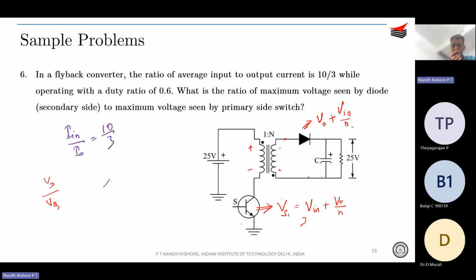So you understand that the switch blocking voltage is V in plus V naught by N and VD is V naught plus V in by N. So just write over here VD by VQ is equal to V naught plus V in over N divided by V in plus V naught over N. See, in this problem, they have not given anything related to V naught. V naught is not given. V in is not given. They have just given the ratio of input to output current and D is given.